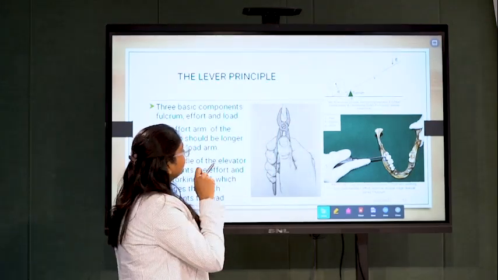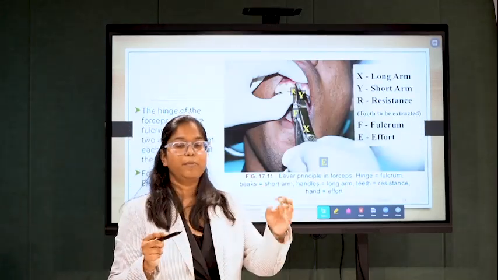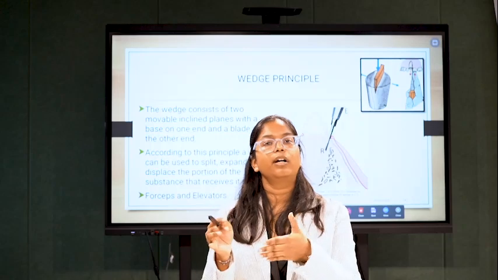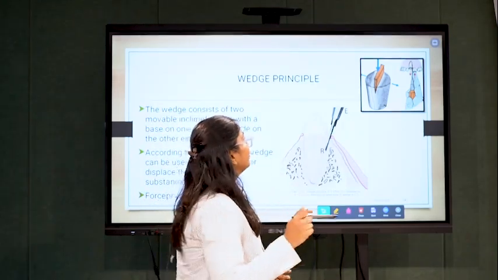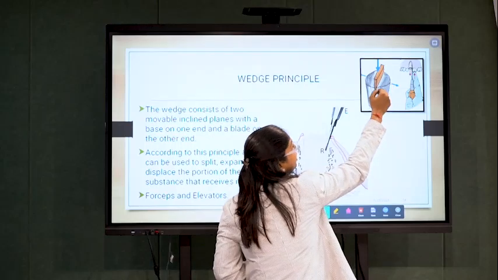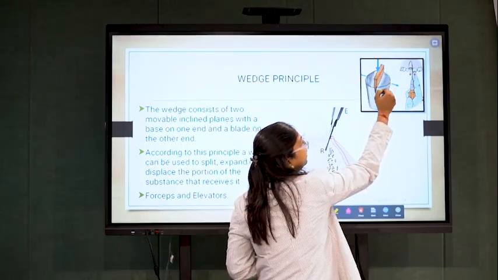Next, we move towards the wedge principle. A wedge is anything which will make space between the tooth structure. That is called a wedge. You must know the wedge from second year endodontics. So this is your wedge. A wedge is any substance with an inclined plane, with a base at one end and a blade at the other end.